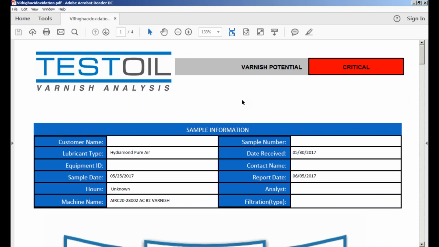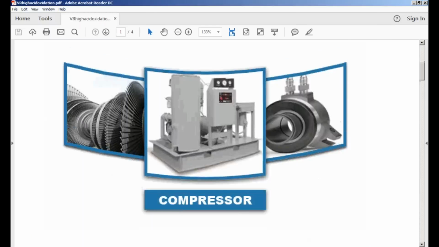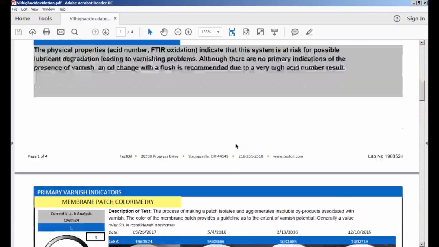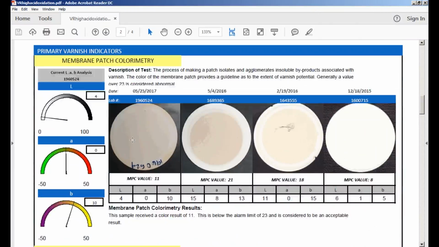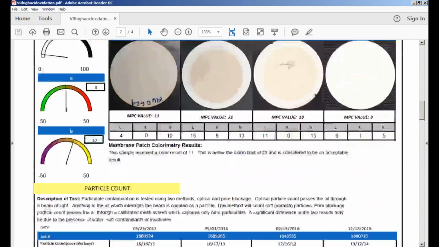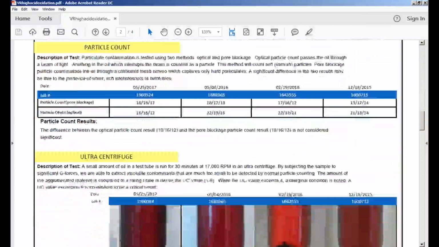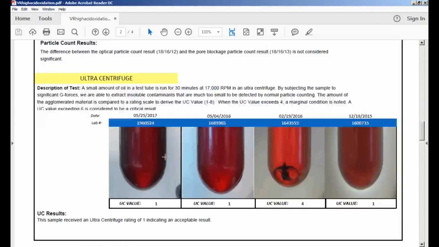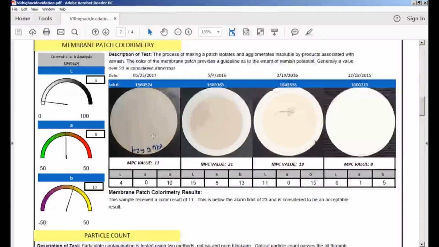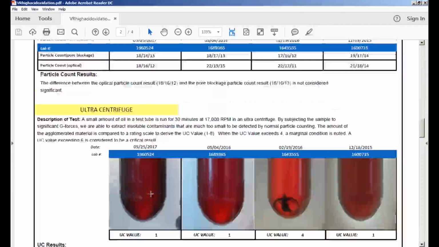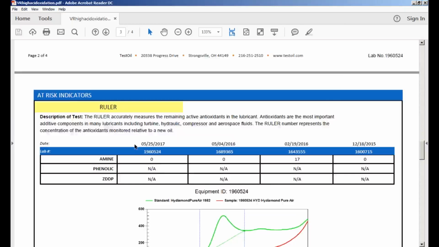All right, let's take a look at this particular sample. I believe this is out of a compressor. And it says here what physical properties we have a problem with. Okay, interesting. NPCs look pretty good, nice and clean. If we take a look at the PC, these are spot on, and neither of these would be alarming for this particular piece of equipment. And our UC looks pretty good. Okay, that's good. So we have good MPC, no difference on the particle count, and they're both low. UC looks good at 1. All right. RULER is 0.